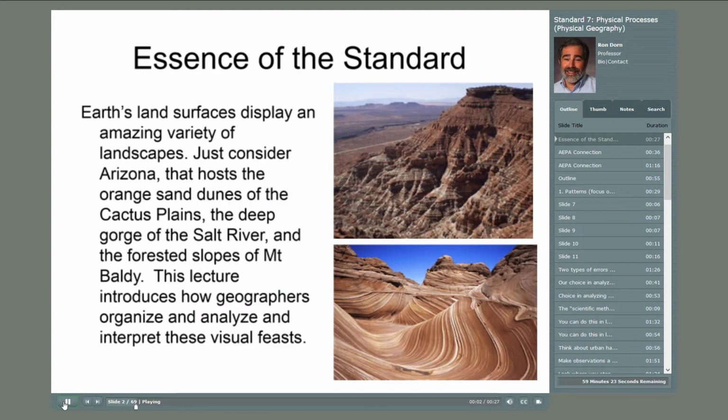The essence of this standard is that Earth's land surfaces, the atmosphere, the soil, the ground, display a fantastic variety of landscapes, from the Grand Canyon to the Cactus Plains to the Salt River Gorge, including images that you see on the right. This lecture introduces how geography organizes, analyzes, and interprets these visual feasts.